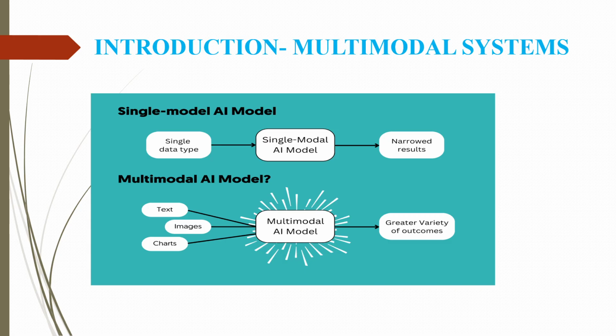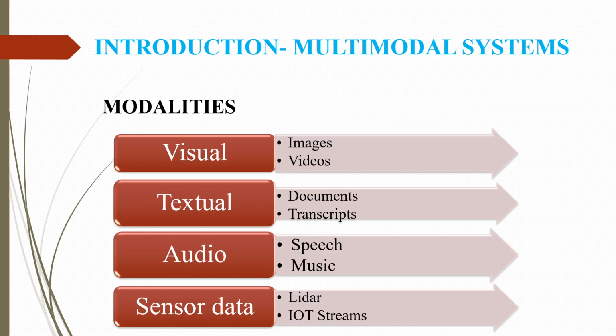In the multimodal AI model, you have different types of data like text, images, charts. All those different kinds of data will be fed as input to the multimodal AI model. So this multimodal AI model will be accepting all different kinds of data to generate the outcome. That is the difference between single-modal and multimodal systems.